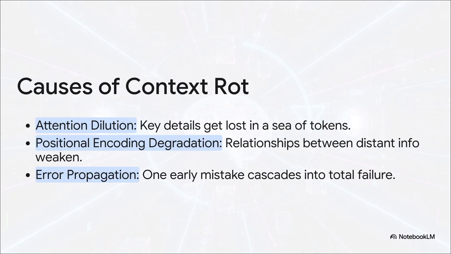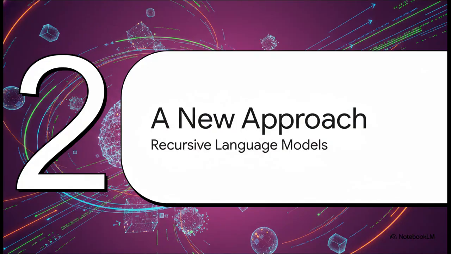And all the current fixes, things like RAG or summarization, they're just band-aids. They don't fix the core issue. The AI is still just a passive reader. But what if we've been thinking about this all wrong? What if the problem isn't the AI's memory, but the way we're asking it to use its memory? Well, a really disruptive new idea from some MIT researchers completely flips the script on this.